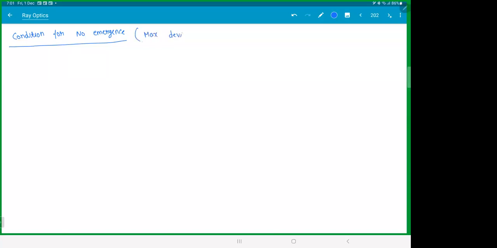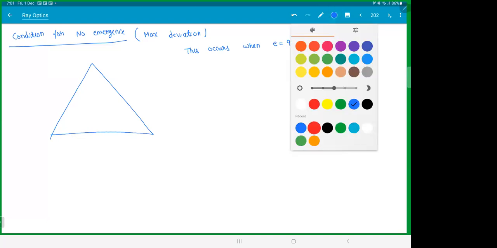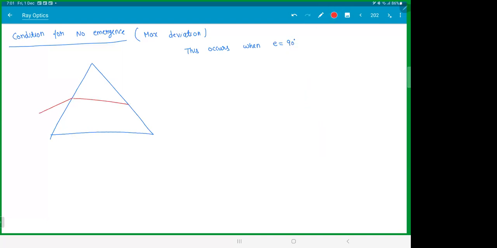Remember, we studied minimum deviation. There's also a maximum deviation case. When does this occur? This occurs when E becomes 90. Basically, the light ray grazes the surface. So the light ray enters, hits, and becomes like this. This angle, R2, is theta critical. This is R1 and this is I.